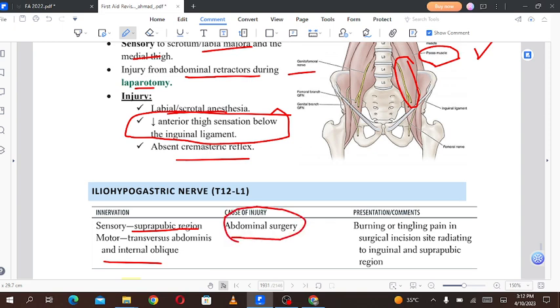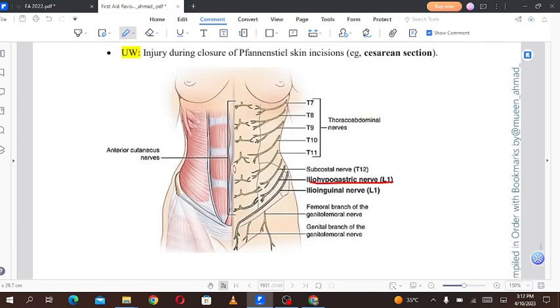The presentation is commonly burning or tingling pain in the surgical incision site radiating to the inguinal and suprapubic region. So the iliohypogastric nerve, the root value is T12 to L1. It provides sensory innervation to the suprapubic region and motor innervation to the transversus abdominis and the internal oblique muscle. It is damaged during abdominal surgery. And the presentation is burning or tingling pain in the surgical incision site radiating to the inguinal and suprapubic region.